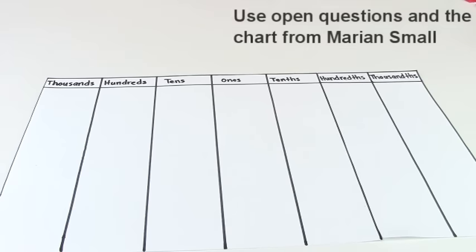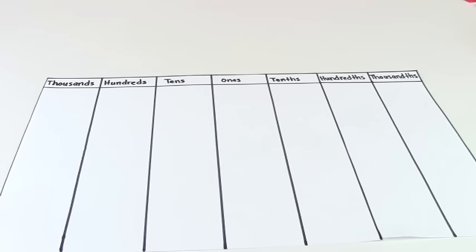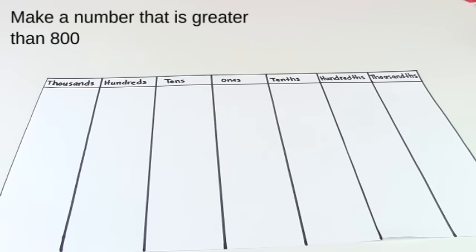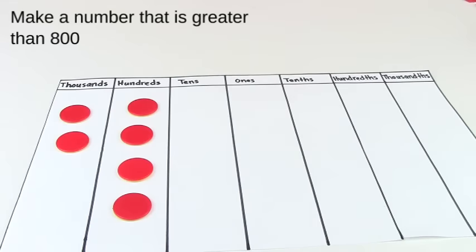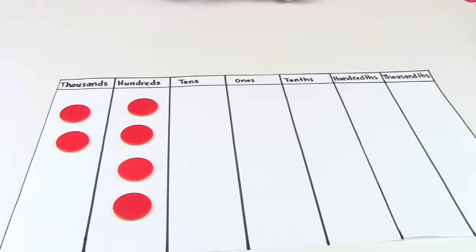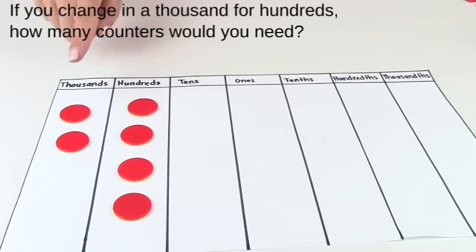You can also use your place value chart, but use more open questions like the type Marion Small uses. I was at a workshop with her recently, and she gave a similar type of question to this. Using a place value chart and 6 counters, make a number that is greater than 800. Here would be one example that a student can give using 6 counters and a number that is greater than 800. You could then ask some extension questions such as, if you were going to change in one of your counters in the column to the right without changing the value of the number, how many counters would you need?